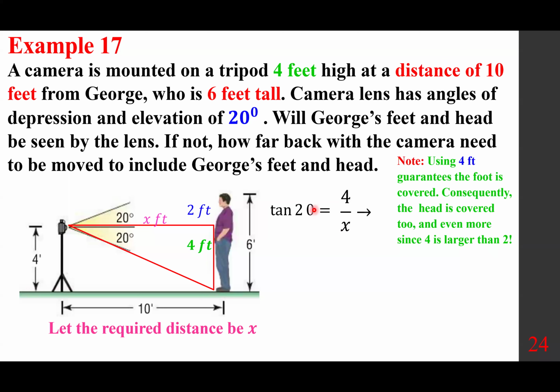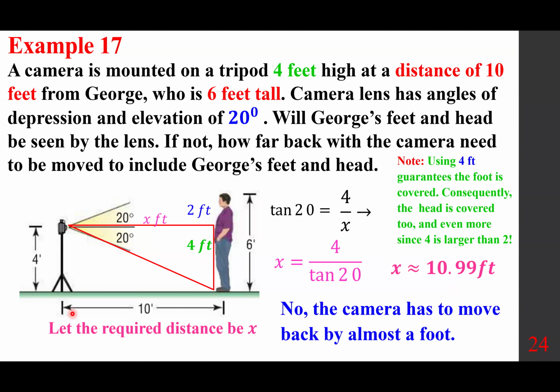We can interchange those. X is 4 over tan 20. And if you put that into a calculator, divide 4 by tan of 20, becomes 10.99. And 10 is not good enough. So we need almost 11 feet. So the camera has to move back by almost a foot. That takes care of the business.